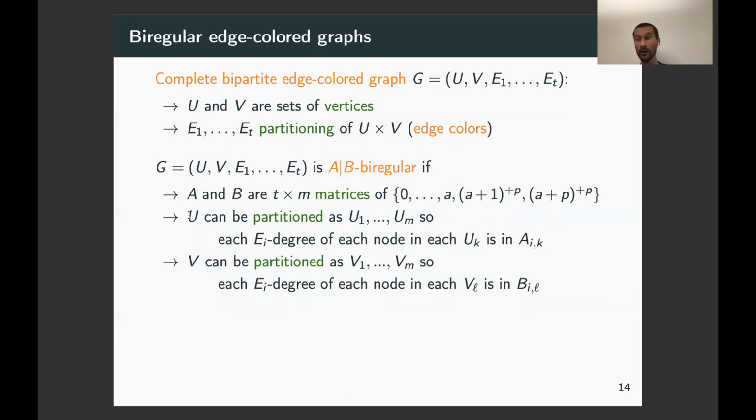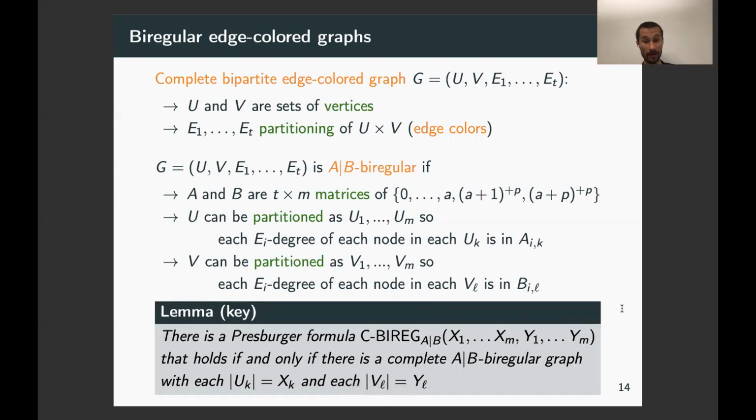If U can be partitioned into some m number of parts, and V as well, so that for U, the E_i degree for this particular color E_i of each node in U_k is A_ik. So we have a matrix A, which basically tells us, for each component of the partition of U, how many neighbors we need on the V side for each color E_i. And precisely the same from the other side, from V. So these are biregular edge-colored graphs.